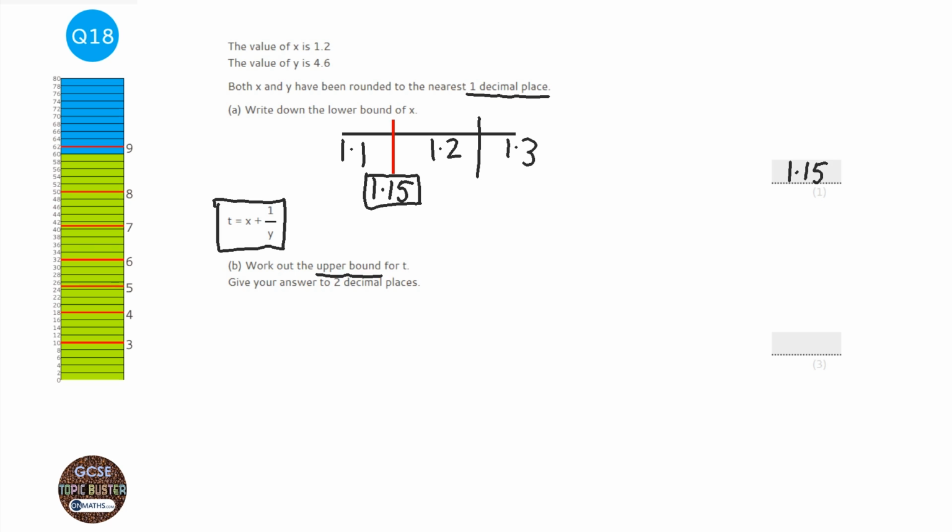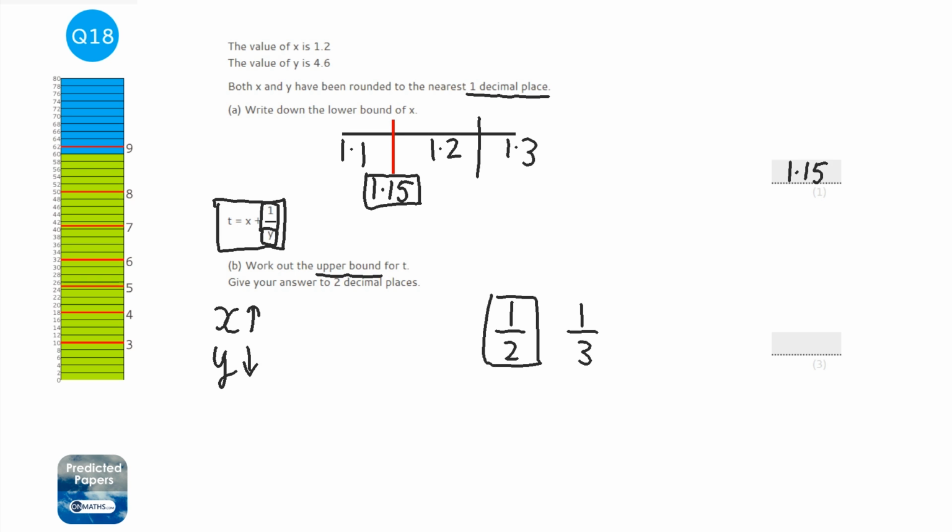So we're looking for t to be as big as possible. Well, for t to be as big as possible, x needs to be as big as possible because we're adding it and we want the number we're adding to be big. But the bigger y is, the smaller that fraction becomes. So we want y to be as small as possible. If you think about the fraction a half and the fraction a third, which is bigger? Well, a half is bigger. So the smaller the number at the bottom, the bigger the fraction.